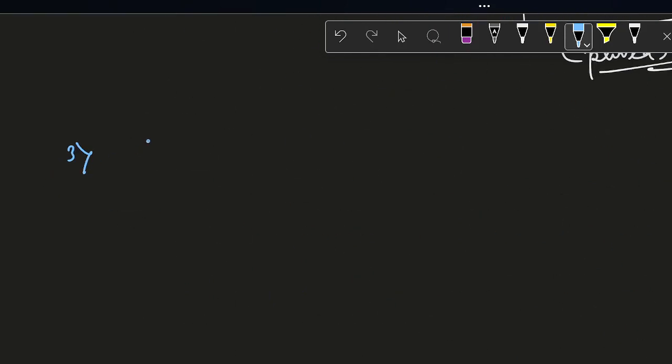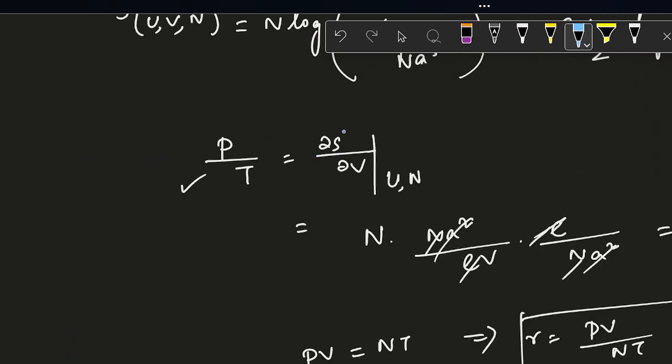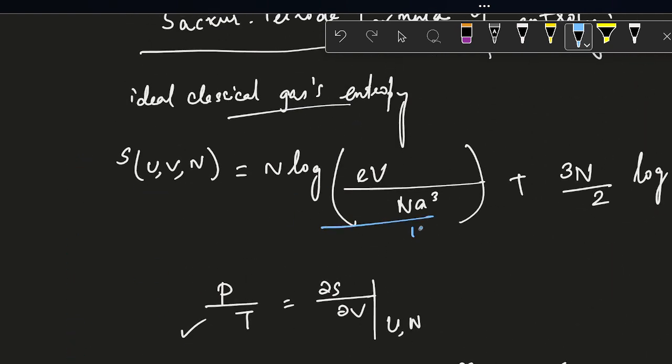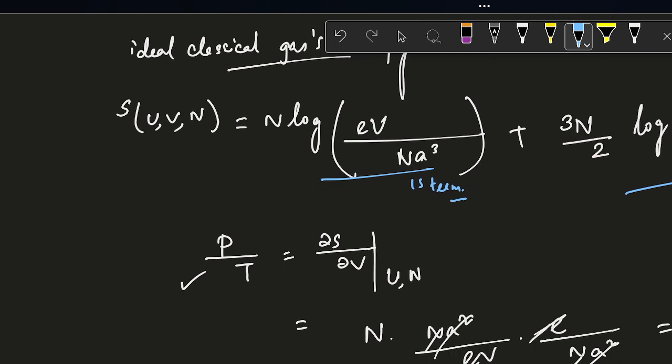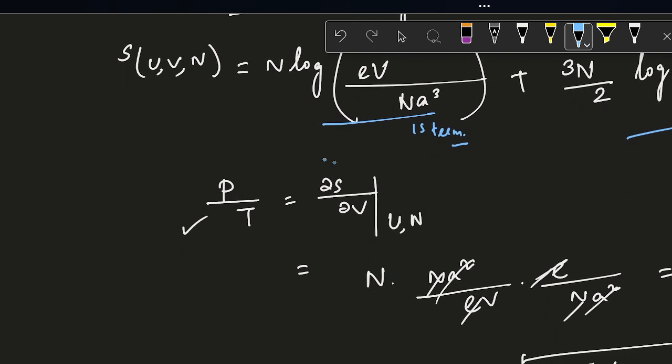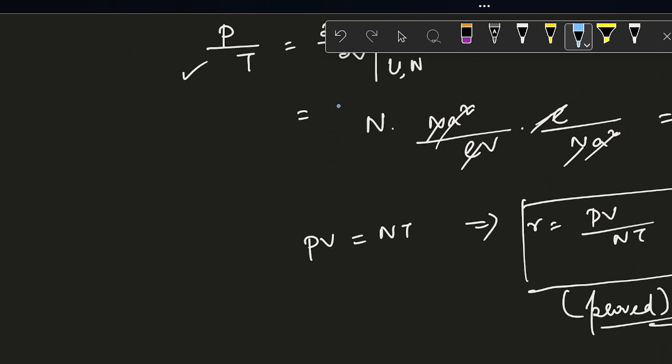For question number 3, your delta S is nothing but, remember that in the Sackur-Tetrode formula your volume only appears in the first term. If you have to deal with a volume change, all other quantities like U, the internal energy, are fixed because temperature is fixed. U depends on temperature, so if temperature is not changing, then U will also be fixed. The number of particles is also fixed. So the second term is not changing anyhow, so it will not contribute to your delta S. So only the first part: N log of EV by N A Q.